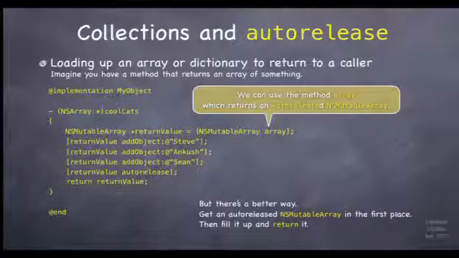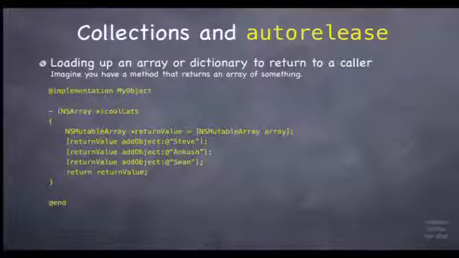So this makes the code a little simpler, because I start out with an autoreleased object that I got from NSMutableArray, and I add the objects I want to it, and then I return it. And this is perfectly fine. But there's an even better way to do this.